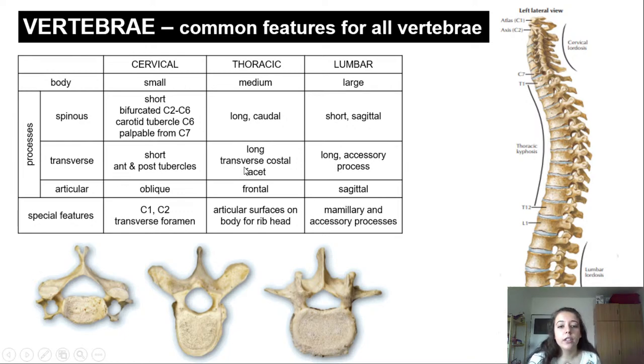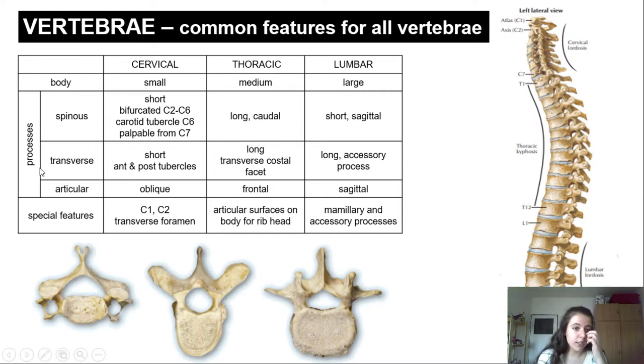Then on the thoracic, it is longer and it is going to have a facet for the articulation with the ribs. And then finally in the lumbar one, it is longer, you can see it, and it is going to have the accessory process.